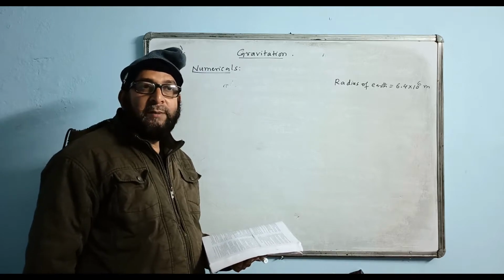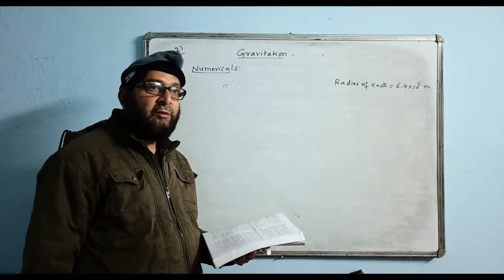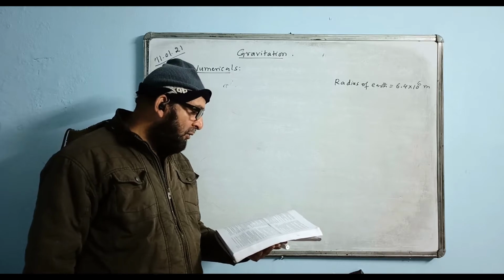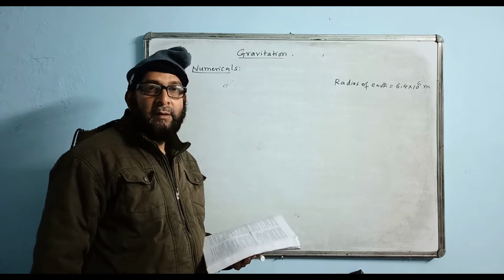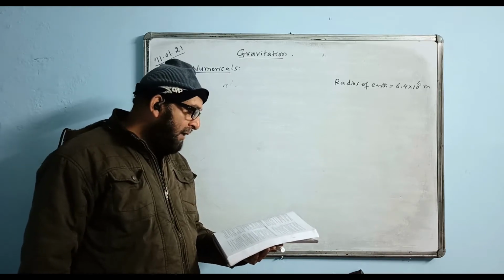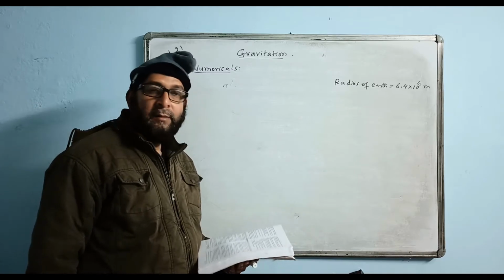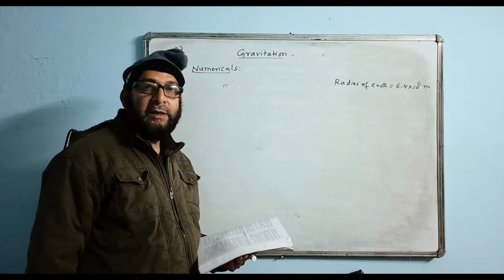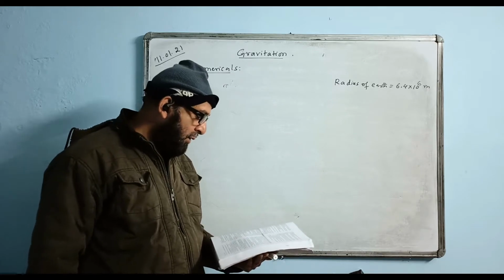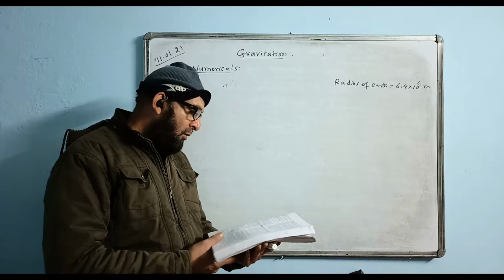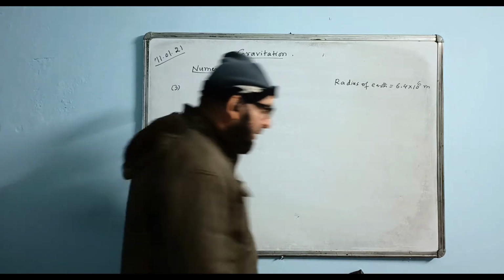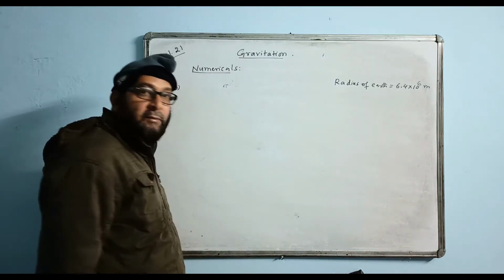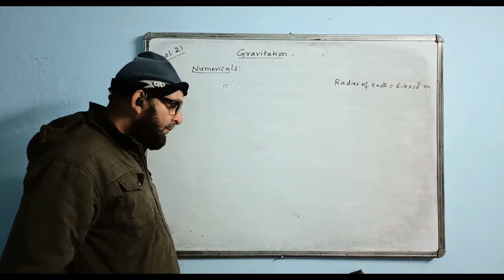If G, meaning the universal gravitational constant, is equal to 6.67 into 10 to the power of minus 11 Newton meter square per kg square, deduce the mass of the sun. That means you have to find the mass of the sun.